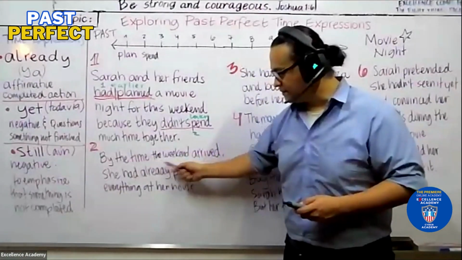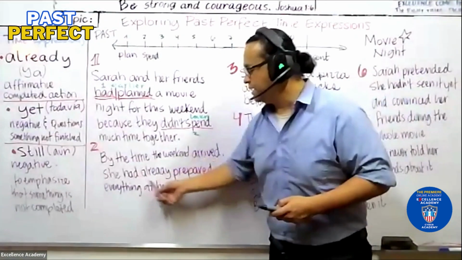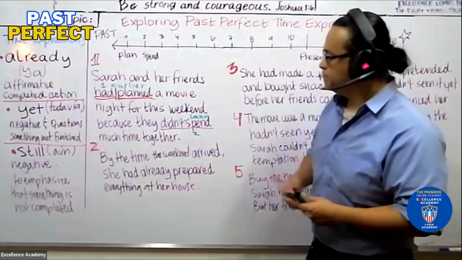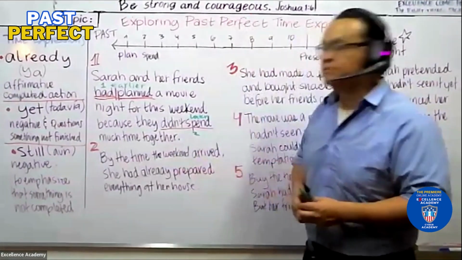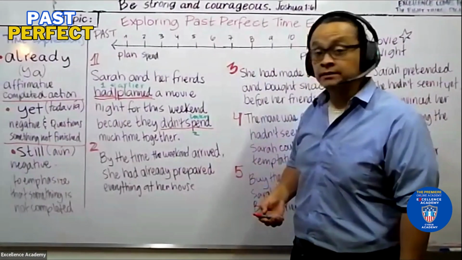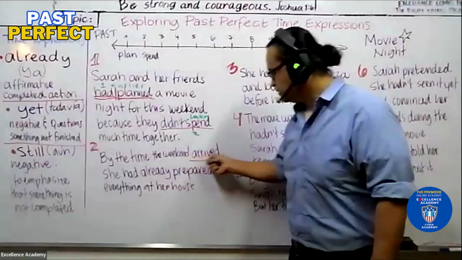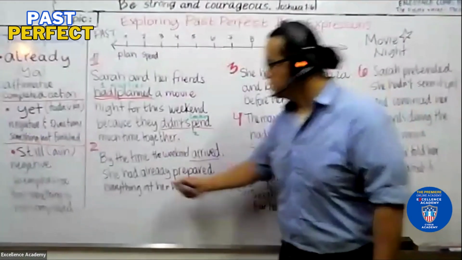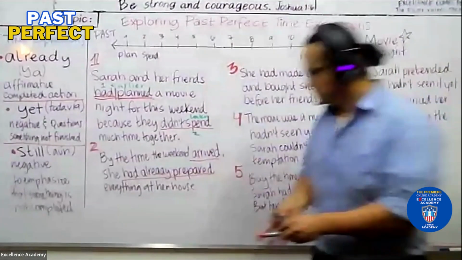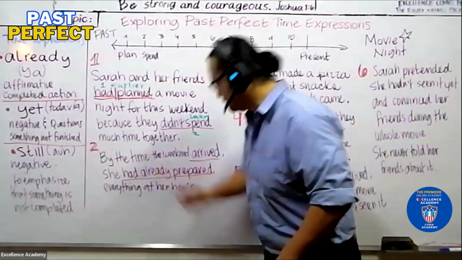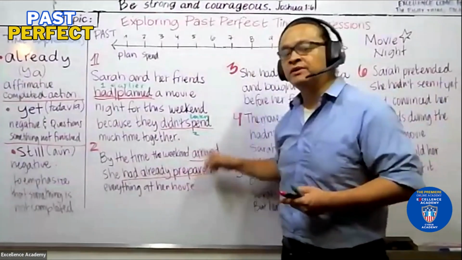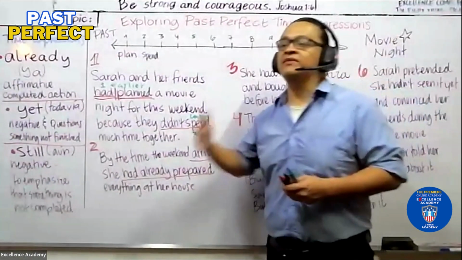By the time the weekend arrived, she had already prepared everything at her house. Okay? So what happened first? How many verbs do we have here in the past tense? How many events or things happened in the past? Can you see? Here's one. Right. Okay. And the other one? And she had already prepared. Yes, exactly. Now the question is, which of the 2 events happened first? Or which of the 2 events happened earlier?